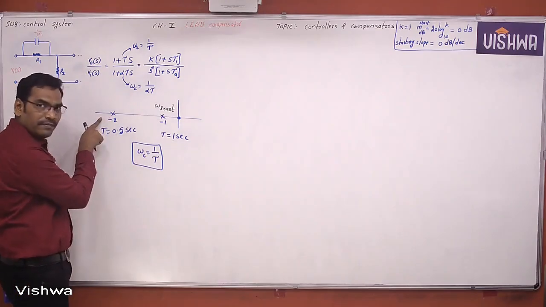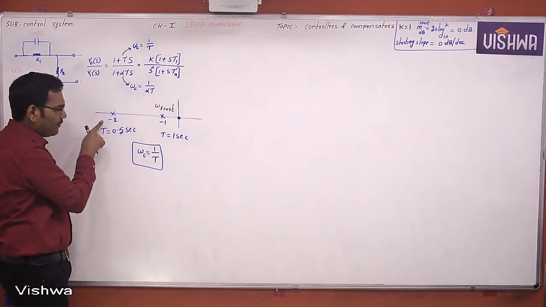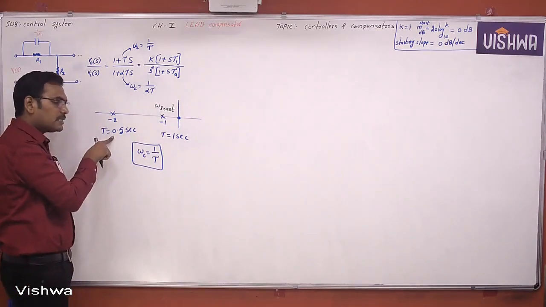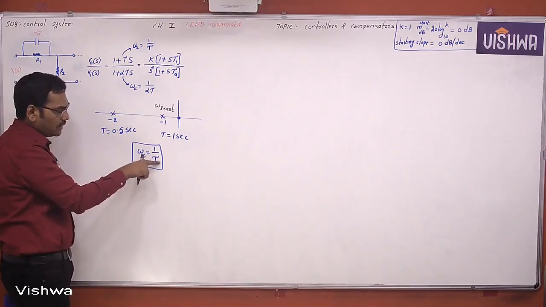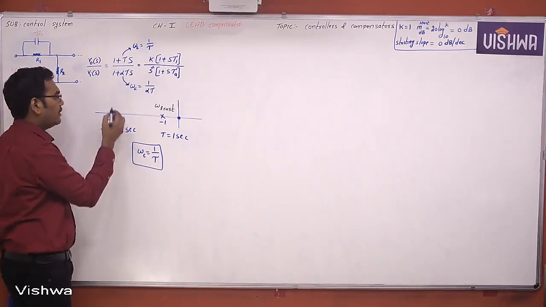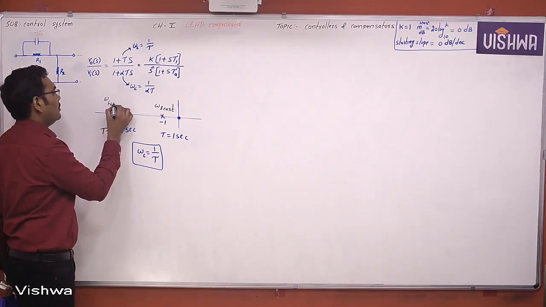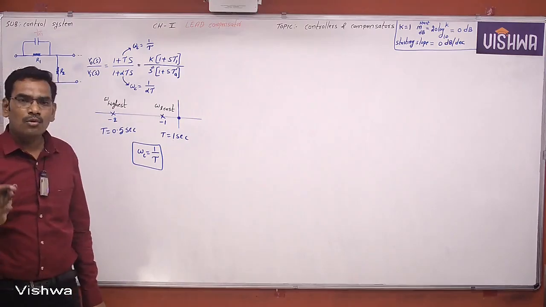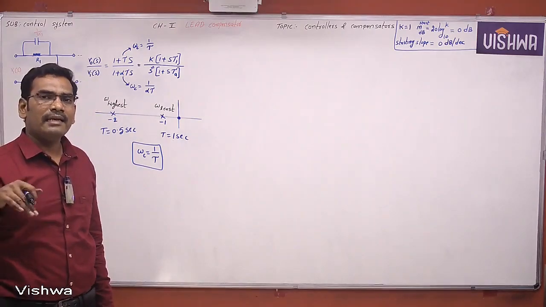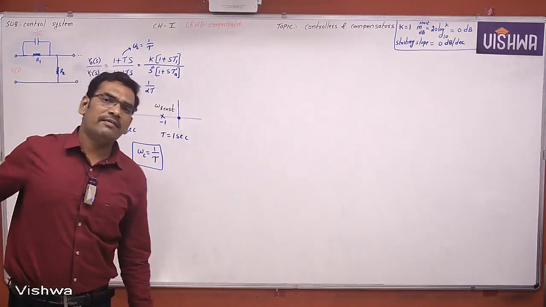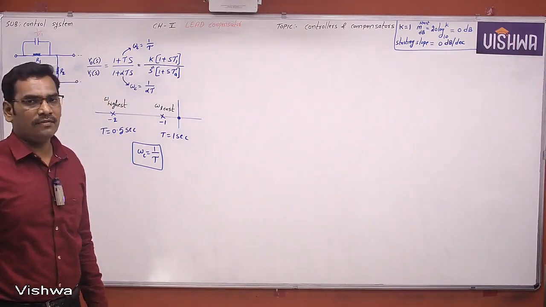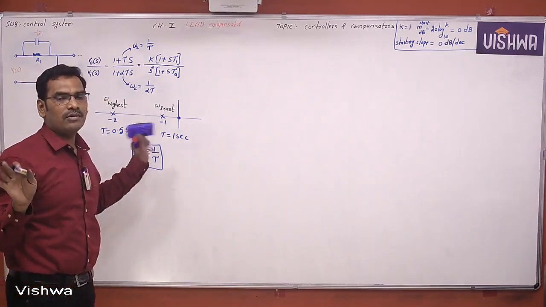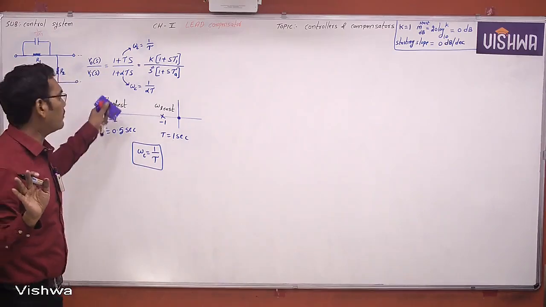Who is away from the origin? See, whoever is away from the origin has the least time constant. When time constant is least, corner frequency is high. This is the highest corner frequency. So how can you remember? Whoever is nearer to the origin has the least corner frequency. Whoever is away from the origin has the highest corner frequency. Because when time constant is more, frequency is less. Time constant is less, frequency is more.